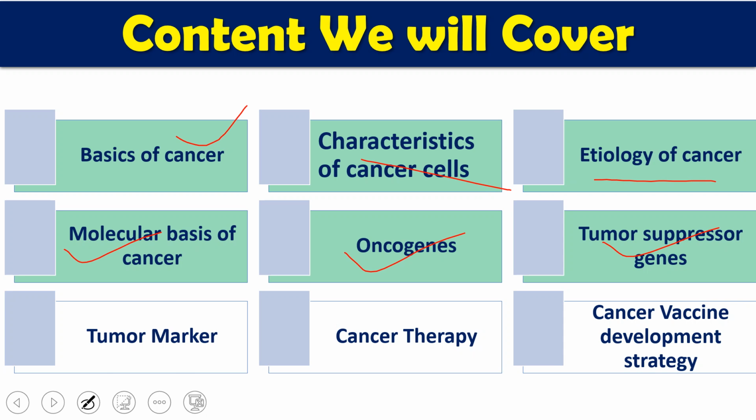Today we are going to talk about tumor markers, their use, their significance, their drawbacks, what are the different types of tumor markers we have, and how we are going to classify them. Later on, in another video, we will talk about cancer therapy and cancer vaccine development strategy. As till now we don't have any vaccines, we will talk about different strategies for vaccine development. So first we should understand what tumor markers are.